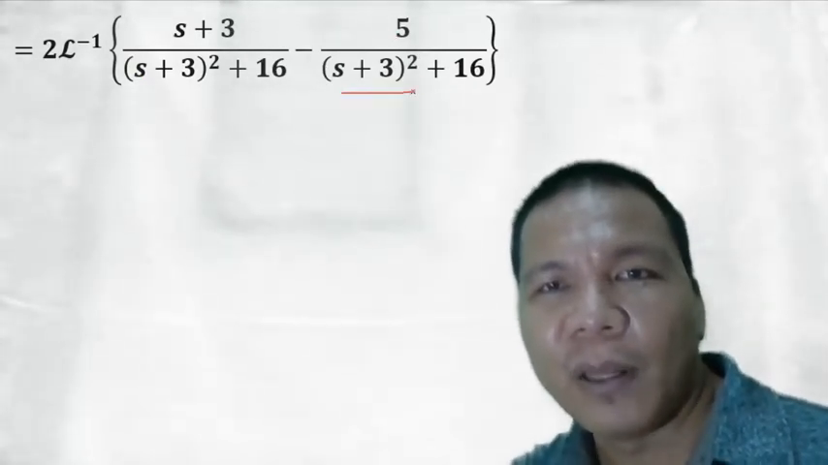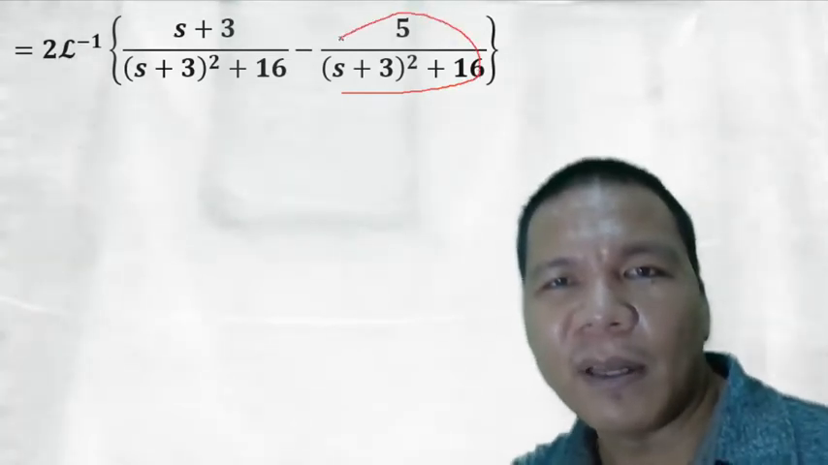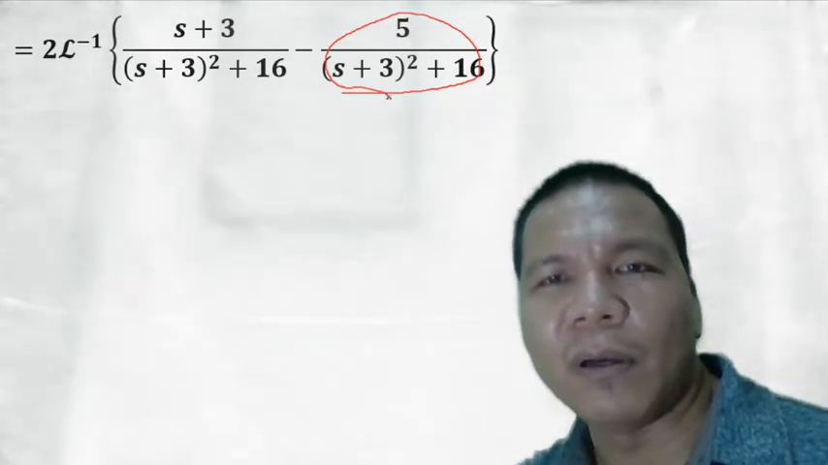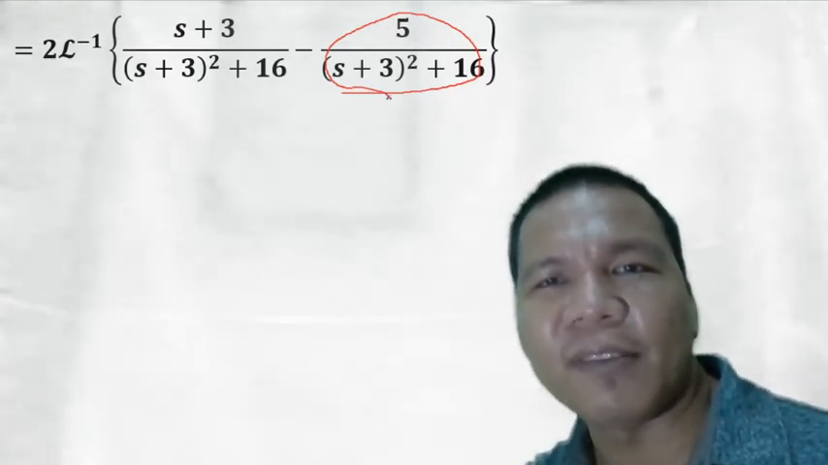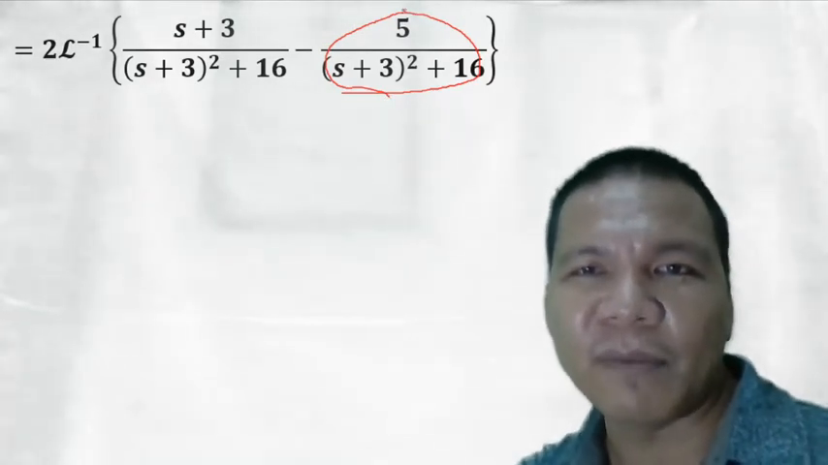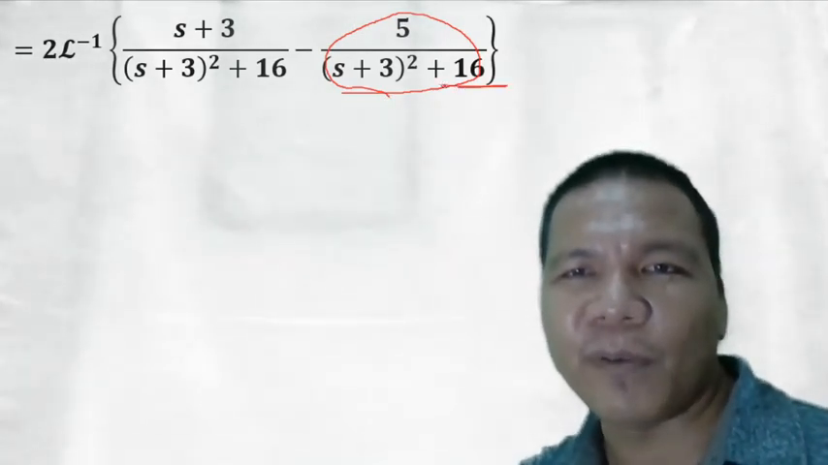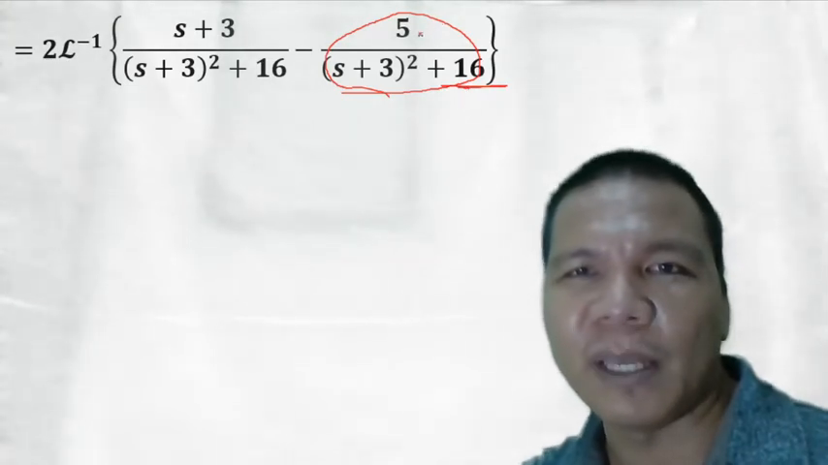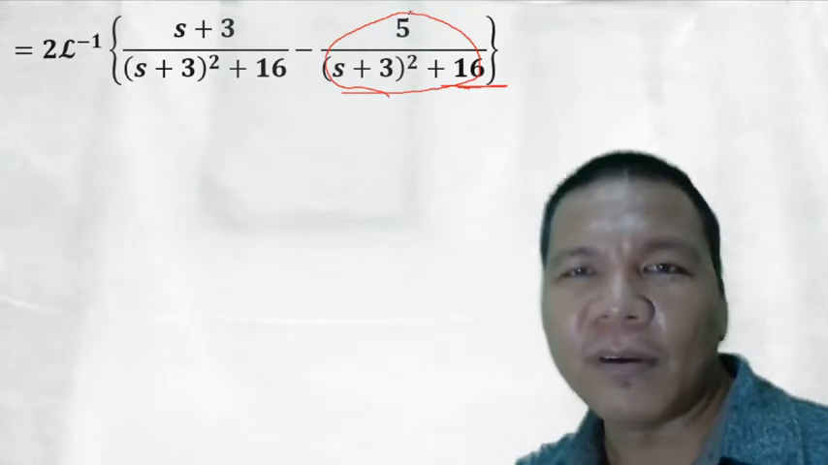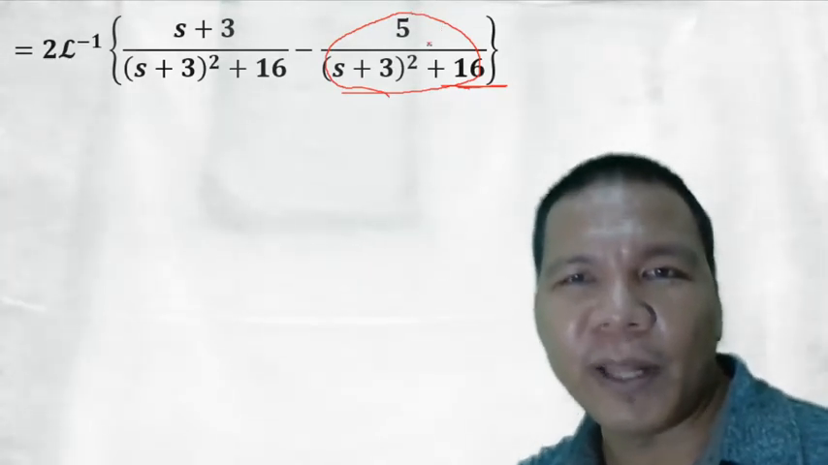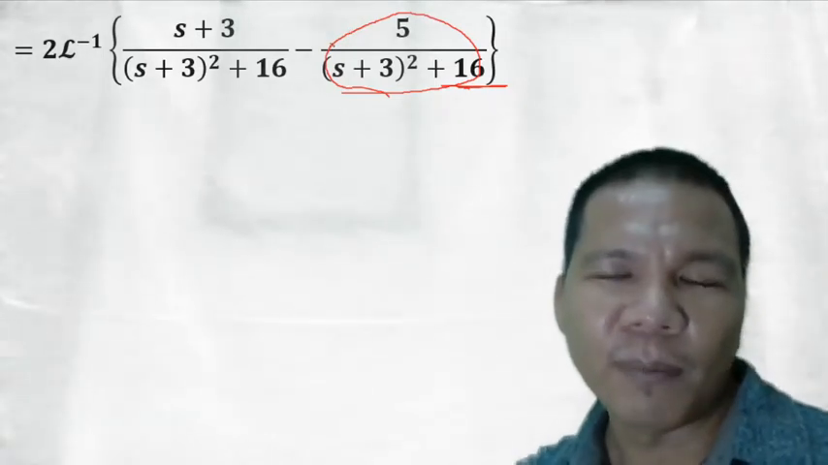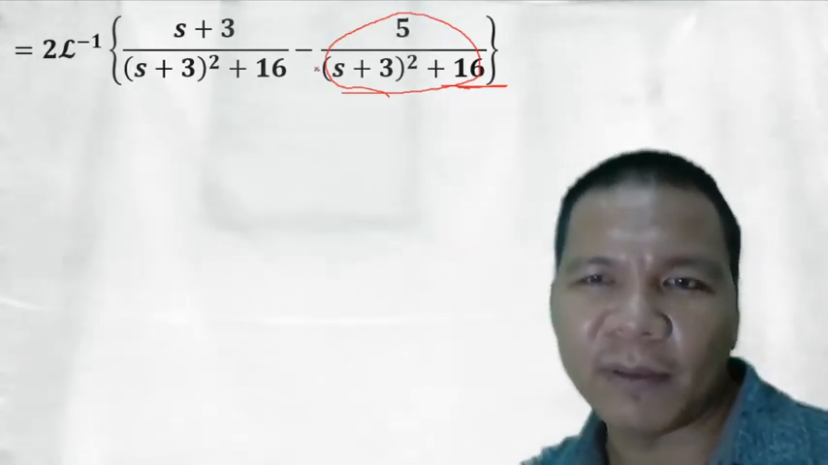Take note, this term is actually the Laplace transform of the sine function. But what is missing here? If your b squared is equal to 16, what should be your numerator here? Okay, 4. So 4 should be your numerator here, not 5. So what are we going to do with 5? You take it out, multiply that by 4, and then divide that by 4.